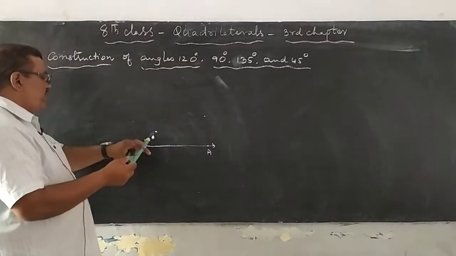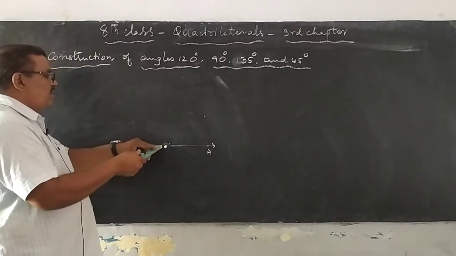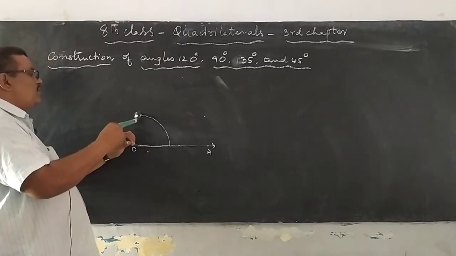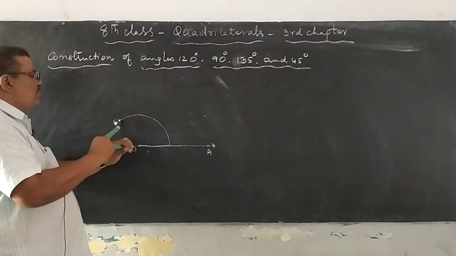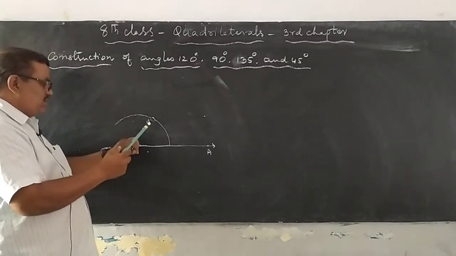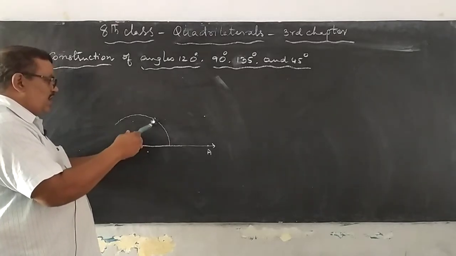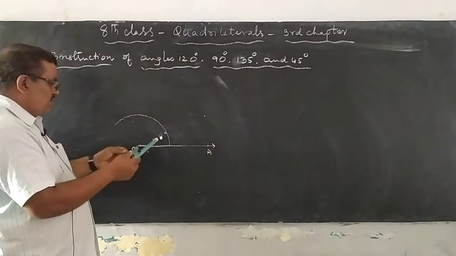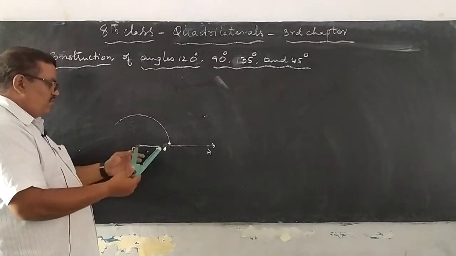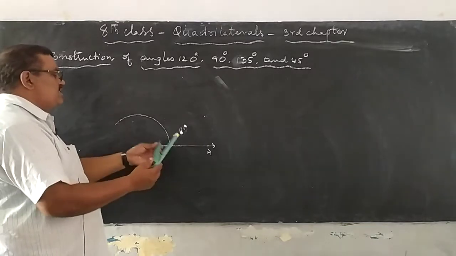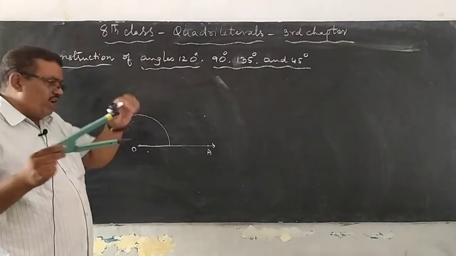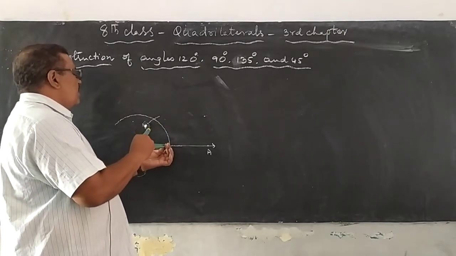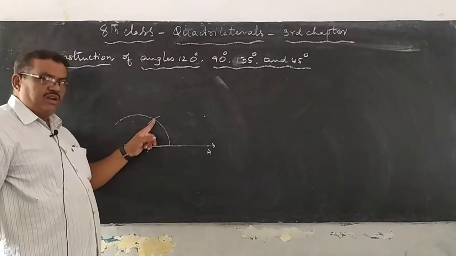Now with some convenient radius and O as center, draw an arc. Draw an arc at this position, some long distance. Why? Because for construction of 60 degrees up to this is enough, but we need to construct what angle? 120 degrees. With the same radius, from this point onwards, draw another arc intersecting the previous arc.